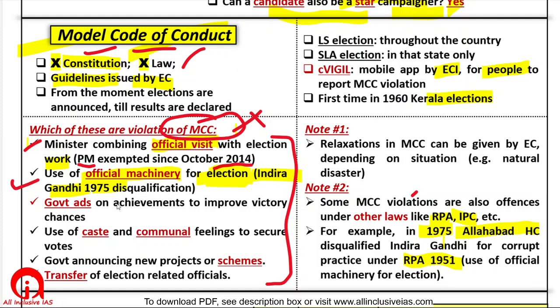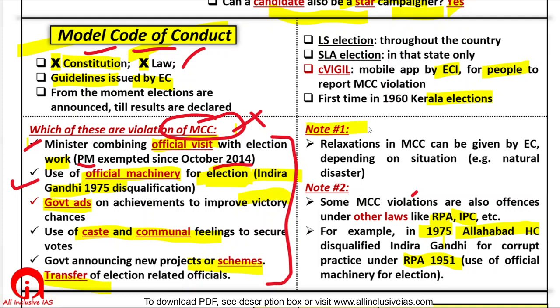Fine. Government can't give government ads saying, see, in the last 5 years we have achieved so much. For those ads, taxpayers' money is being used, but you are using it for your own victory, so that is not allowed. You can't use caste and communal feelings to secure votes. You can't announce new government schemes or projects, and you can't transfer election related officers.